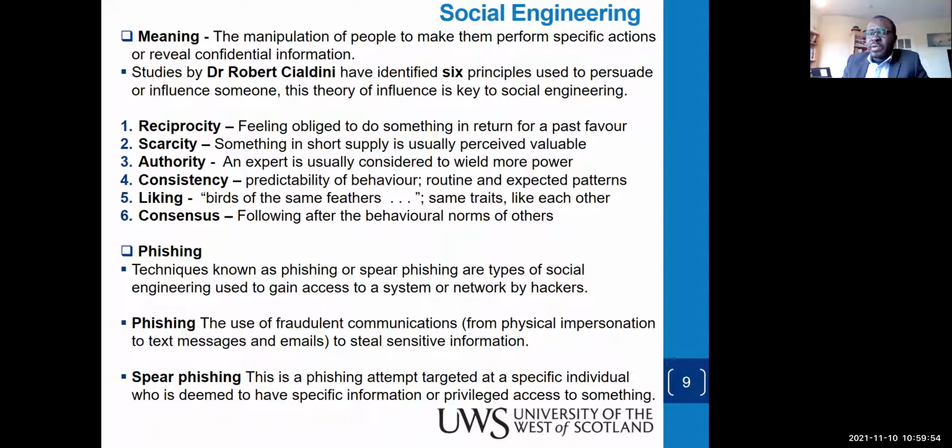Okay, some of them will put you under some duress, some will try to hypnotize you. Social engineering. Now, studies by one Dr. Robert Cialdini identify six principles people will use to influence others, to socially engineer you. So these are the principles.